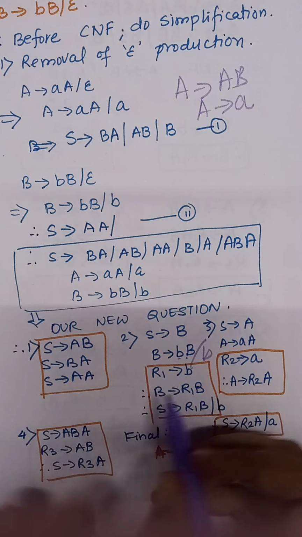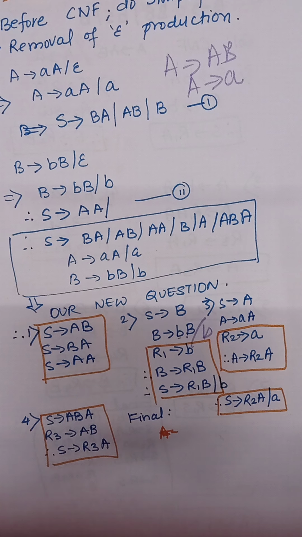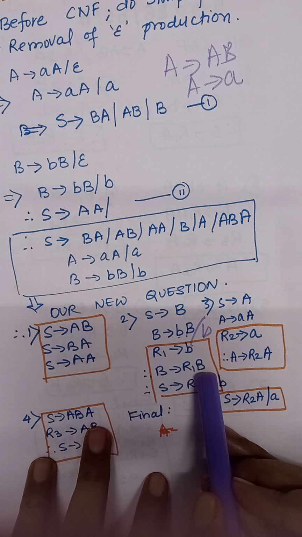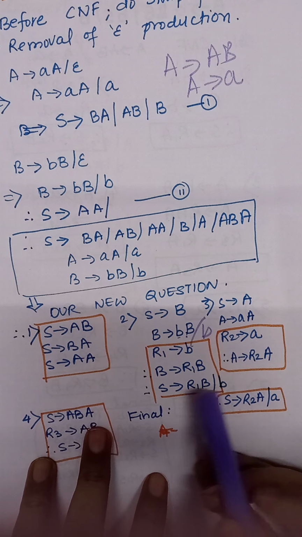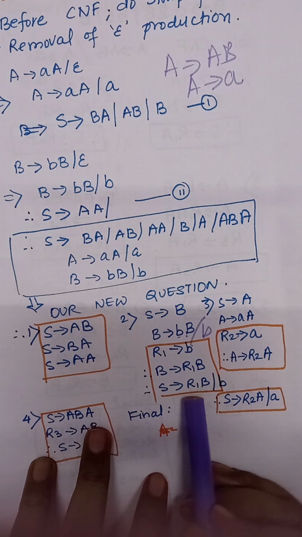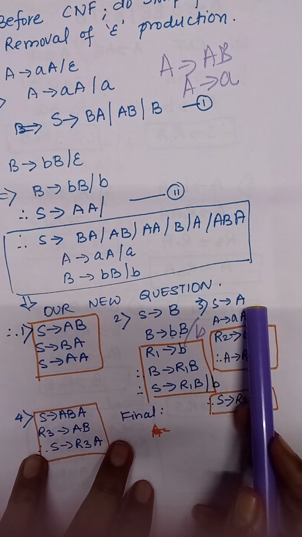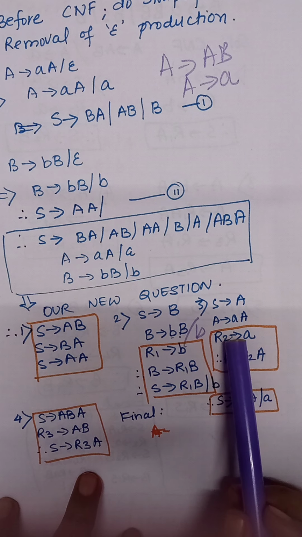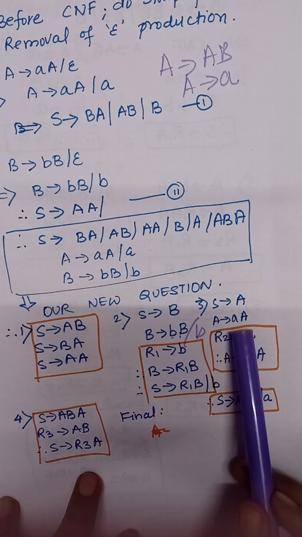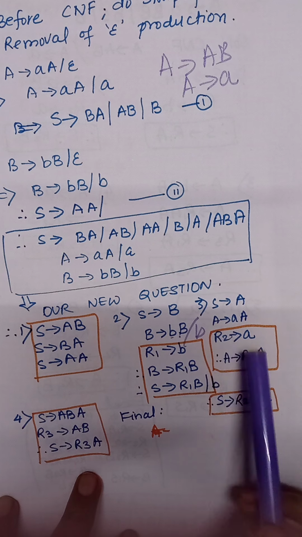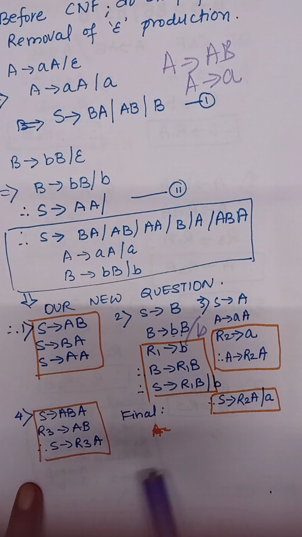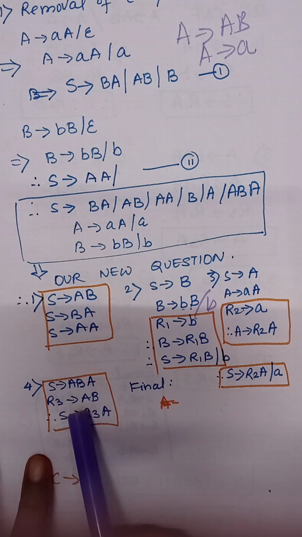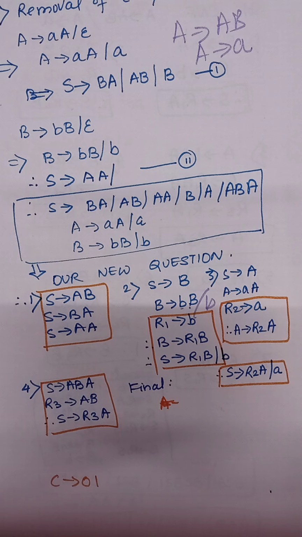So what we will do, we will consider R1. R1 is producing B. Because of that, we are going to get S producing R1B, because B is nothing but S. Or S is producing A. So here what is A? A is AA. Now convert AA into CNF format, so this A will be replaced by R2, so this is R2A. The last one is S producing ABA. So R3 is producing AB, so S is producing R3A.